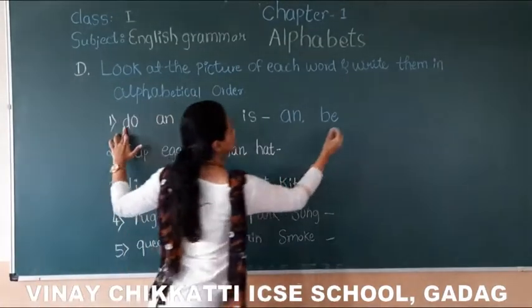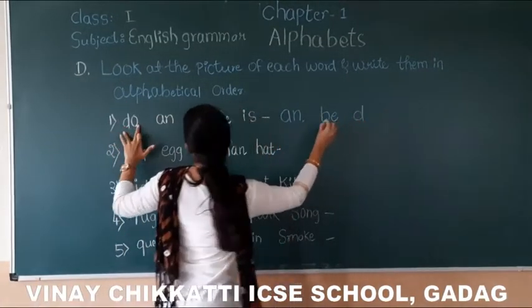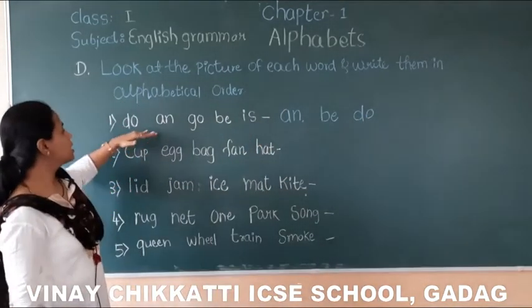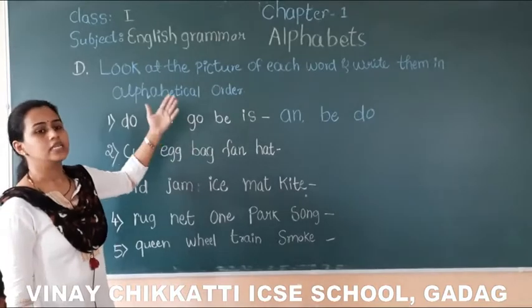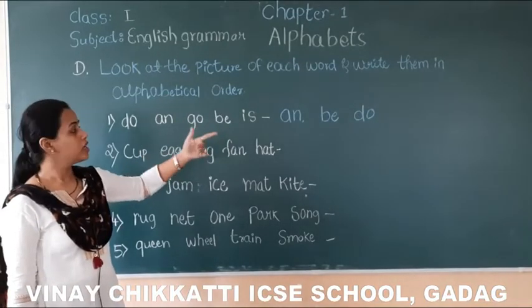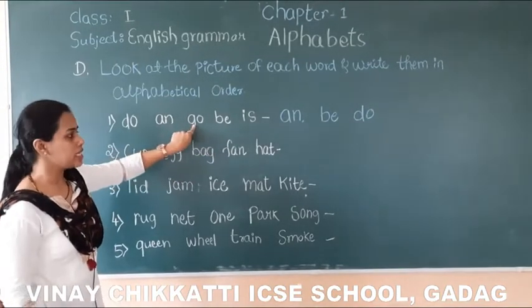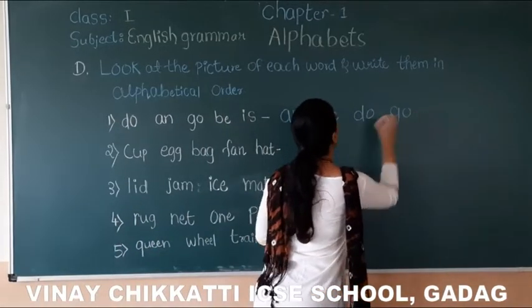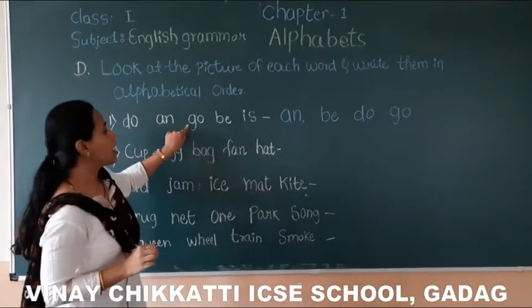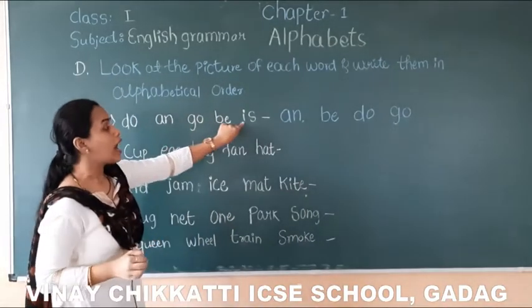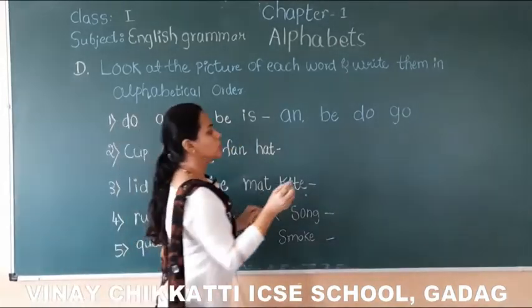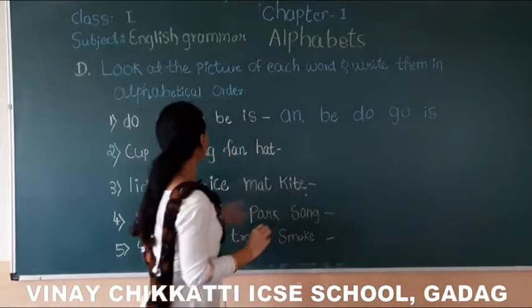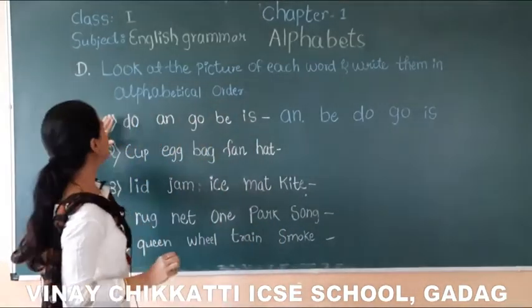So D, O, do. Okay. Then after that, which letter will come? D, E, F, G. G is here. So G, O, go. Then after G, H, I. I is here. So we'll write I, S, is here. Okay. So these first will finish.